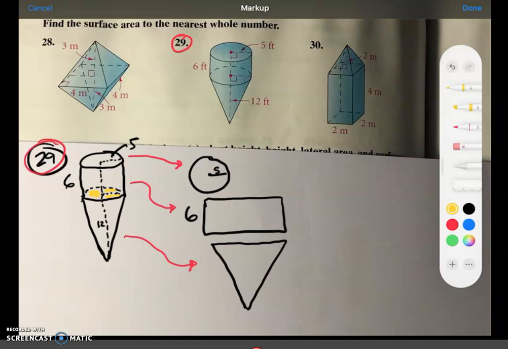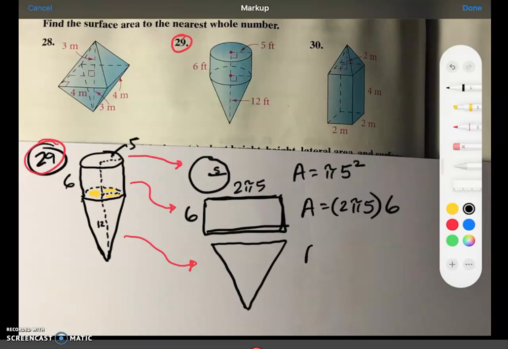So just the one circle on top, which of course the area of a circle is pi r squared, the radius is 5. The middle part is a rectangle. 6 is the height. This, of course, is circumference, which is 2 pi r. Radius, again, is 5. So to figure out the area of the middle is base times height. So the base is 2 pi 5, that's circumference, times the height of 6. And now this guy here is the area of a triangle, and of course that would be 1/2 base times height.